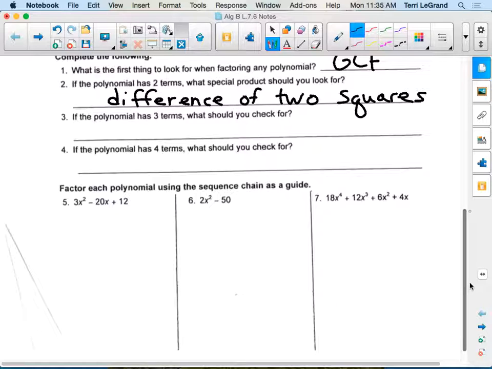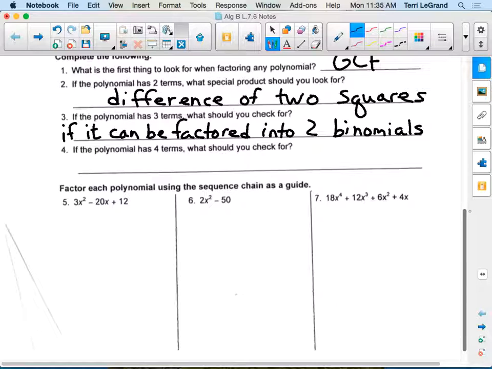We're going to identify A, B, and C, and what are we going to do with that A, B, and C? Add the A and the C. So basically what we want to check for is if it can be factored into two binomials. And our method for that, the diamond method. So what we're looking for is, can I factor it into two binomials? And I know I can use the diamond method to try that.